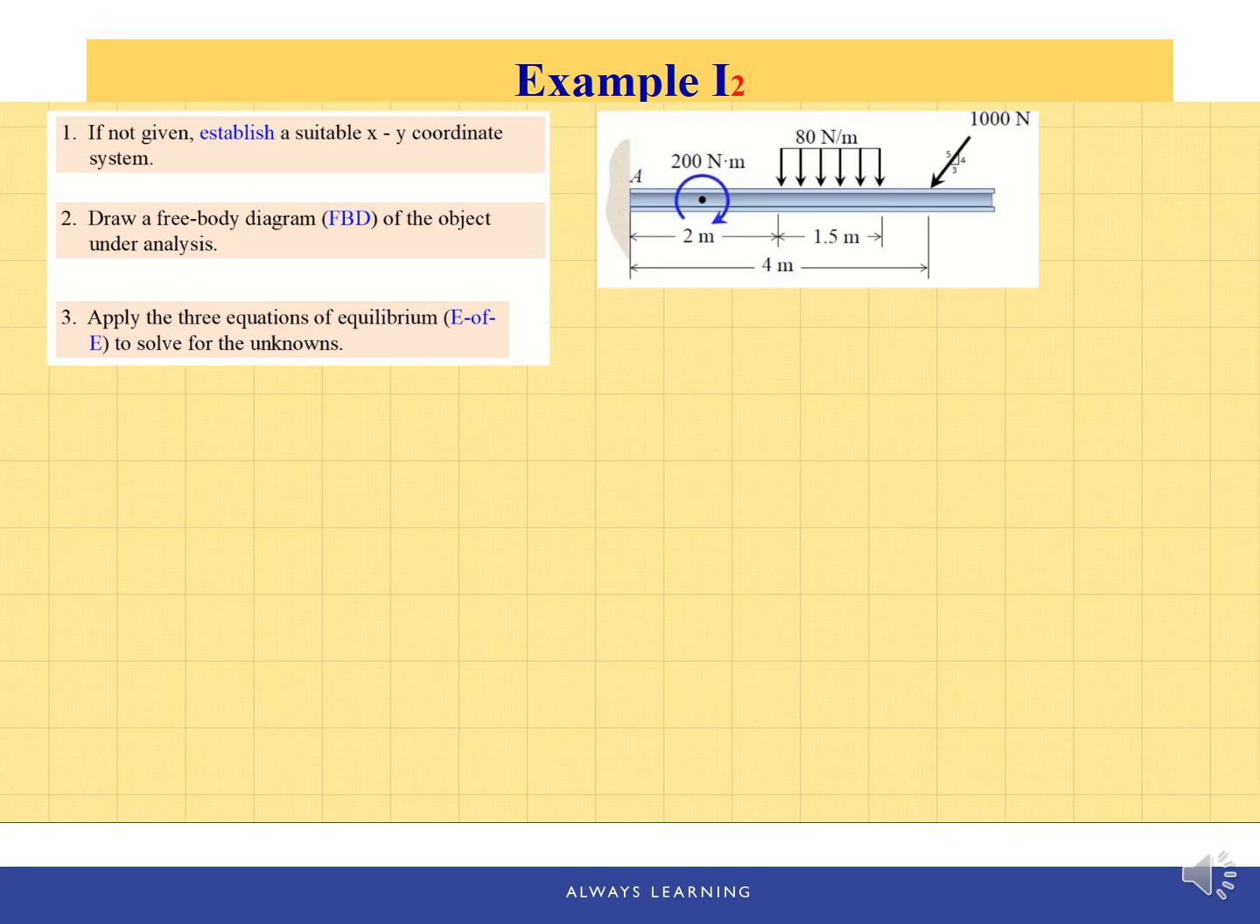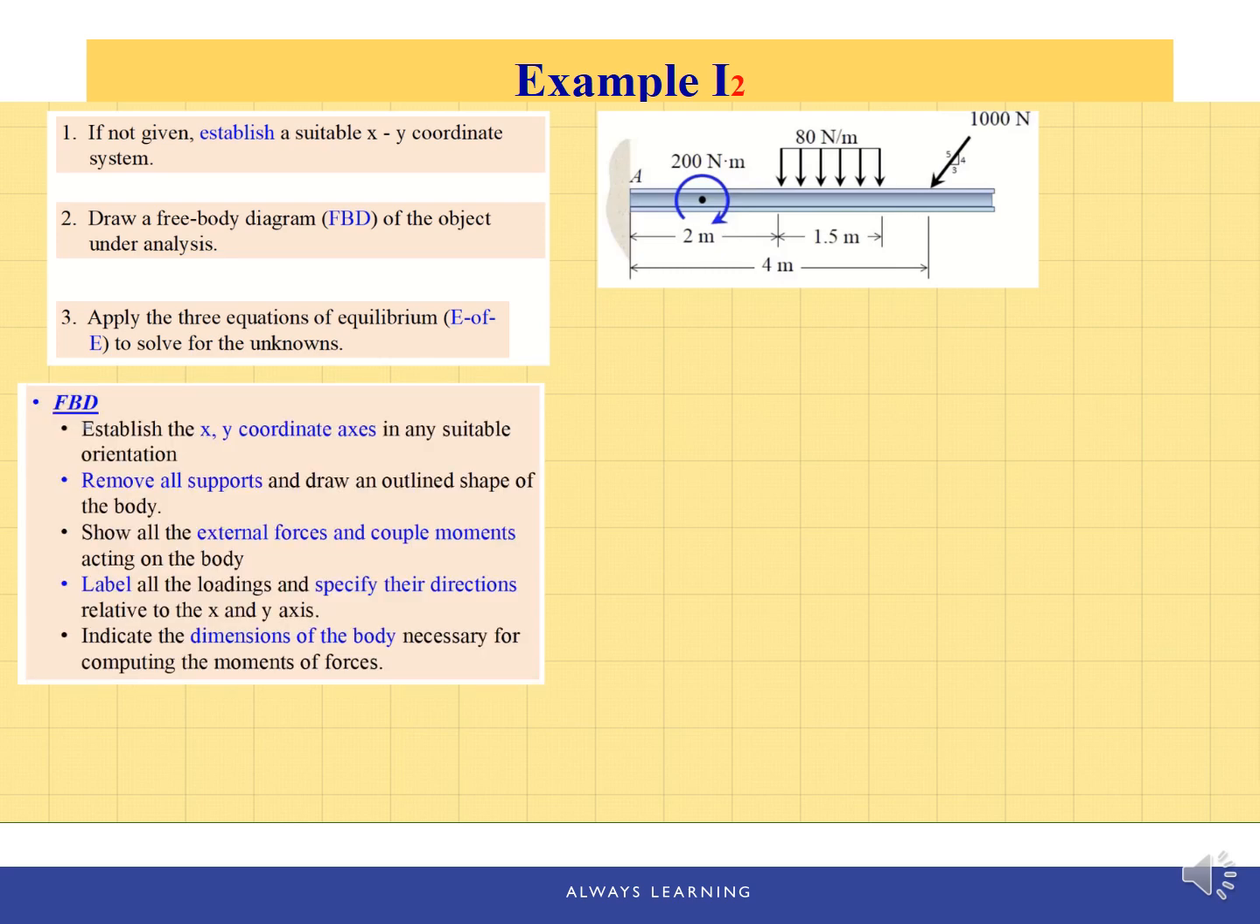First, if not given, we can establish a suitable XY coordinate system so we can describe the directions and the forces easily. Second is to draw the free body diagram. And third is to write the equations of equilibrium. So actually, these are similar approaches to what we did for the particle equilibrium problems. The only difference is maybe the free body diagram is a little bit more complicated. So let's take a look at how to draw a free body diagram for a 2D rigid body.